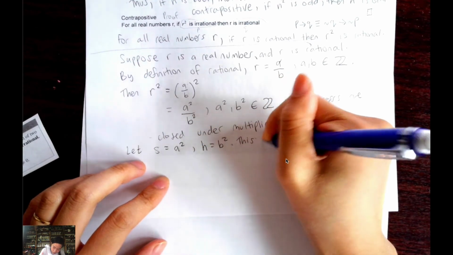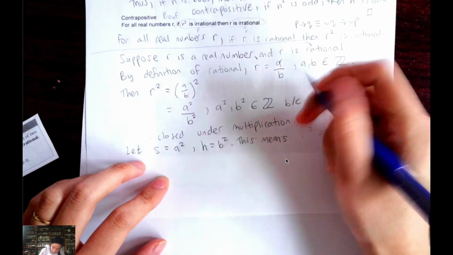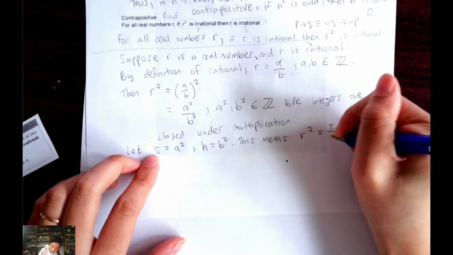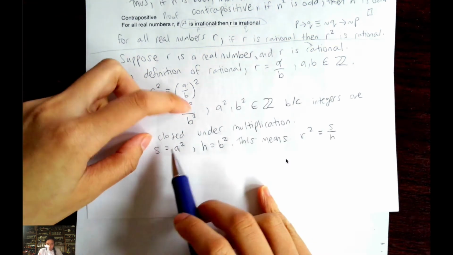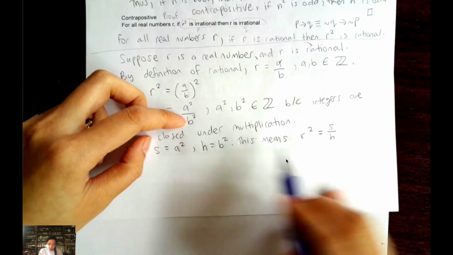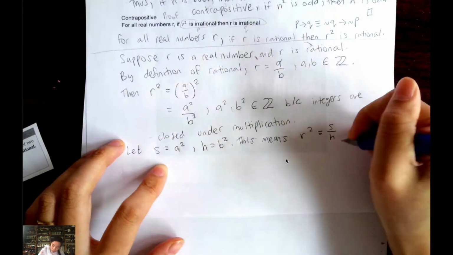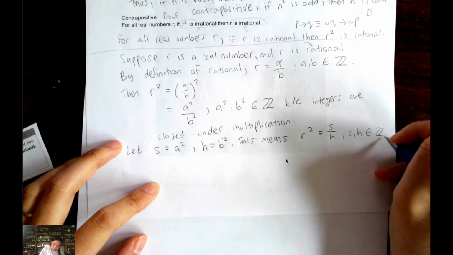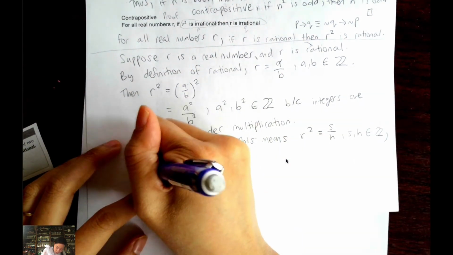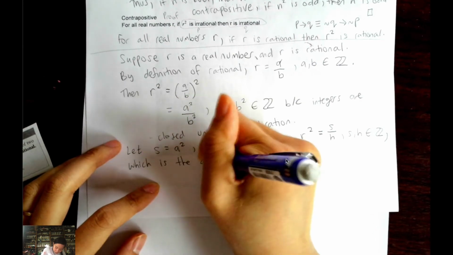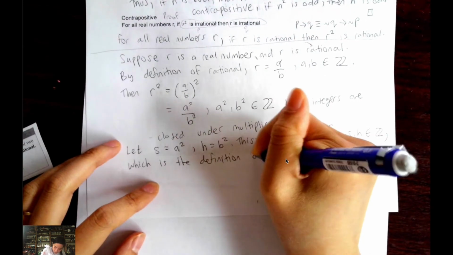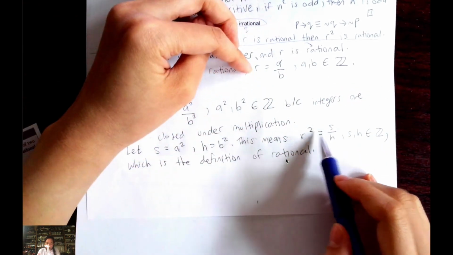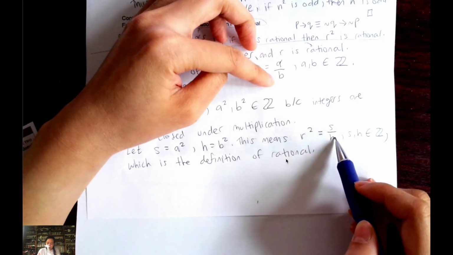This means r squared equals s over h, because s equals a squared and h equals b squared, where s and h are elements of the set of integers. And now we can clearly say which is the definition of rational, because r squared is equal to some integer over another integer.